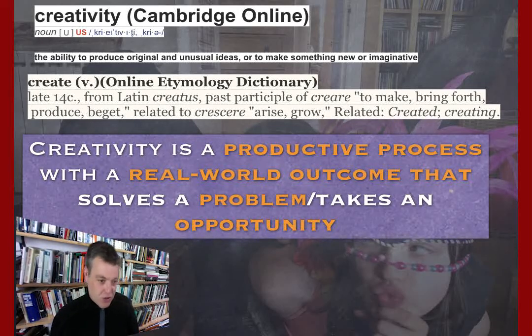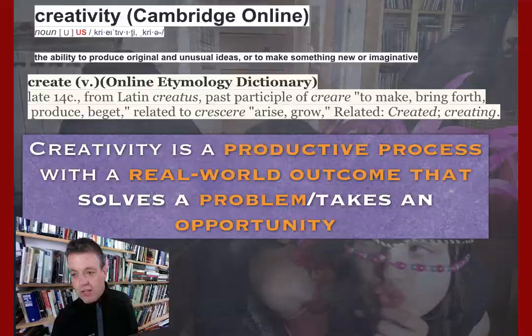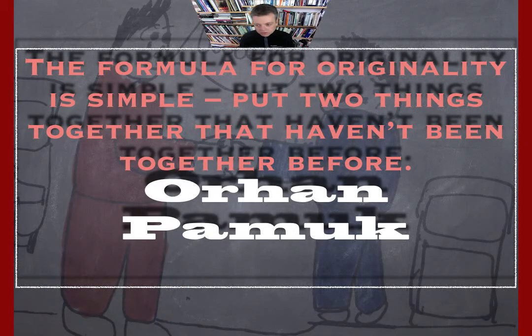In fact, the imagination is just really the first step in creativity. Okay, I like Nobel Prize winning novelist Orhan Pamuk's definition of originality, which is kind of similar to creativity, not exactly the same thing, but we'll use it to help us think anyway. So he says it's putting together two things which haven't been put together before, and therefore you're being original.